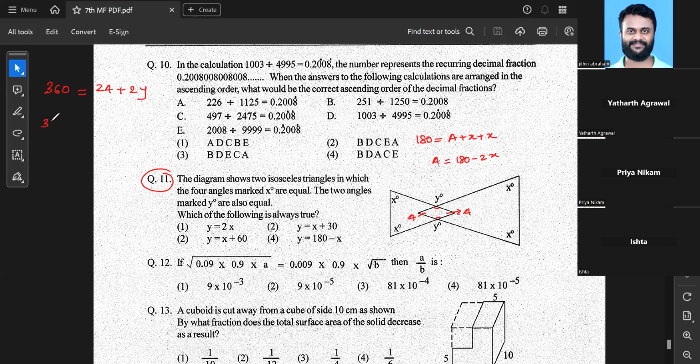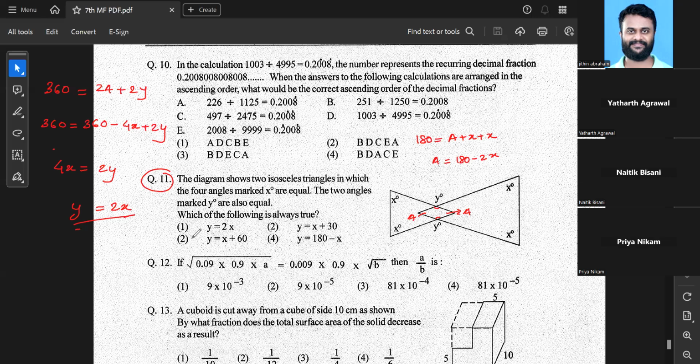So I'll write, instead of A, 180 minus 2x. When you double it, 180 becomes 360, minus 2x becomes minus 4x, plus 2y, that was already there. 360 and 360 get cancelled with each other. I take minus 4x to the other side. This becomes plus 4x is equal to 2y. That gives me y is equal to 2x.